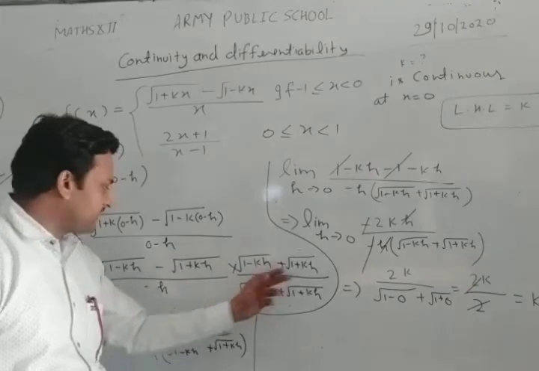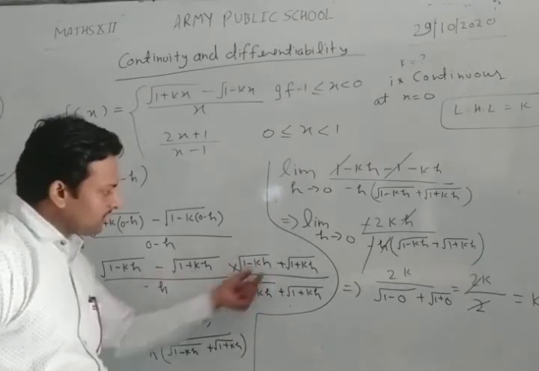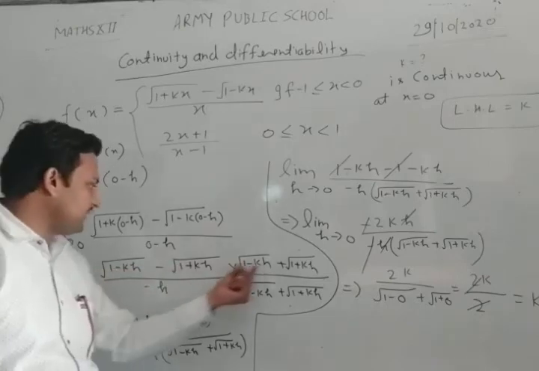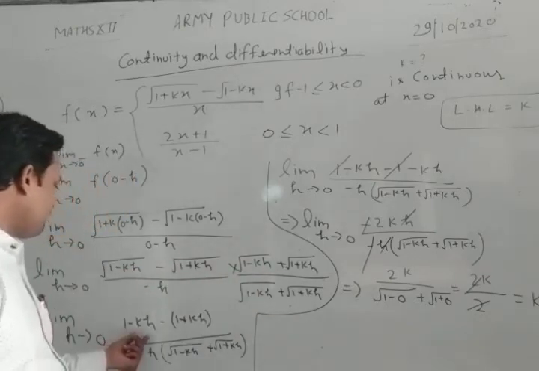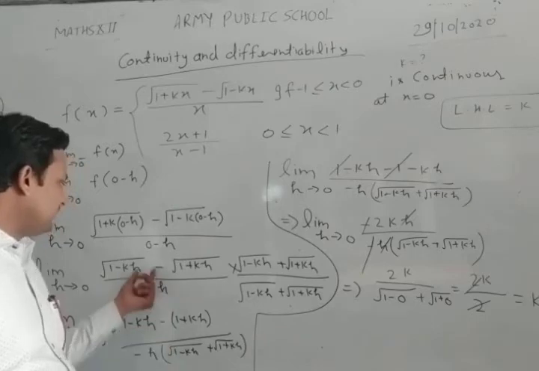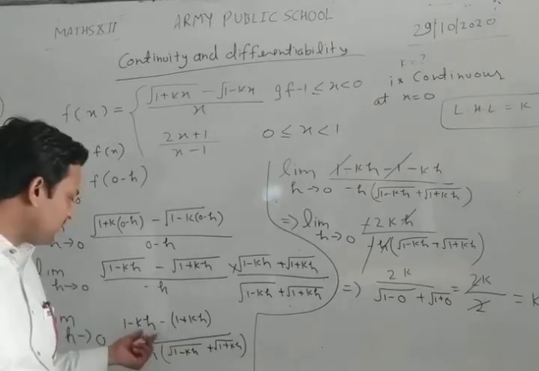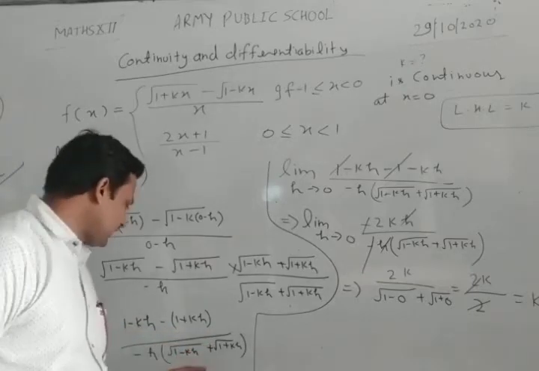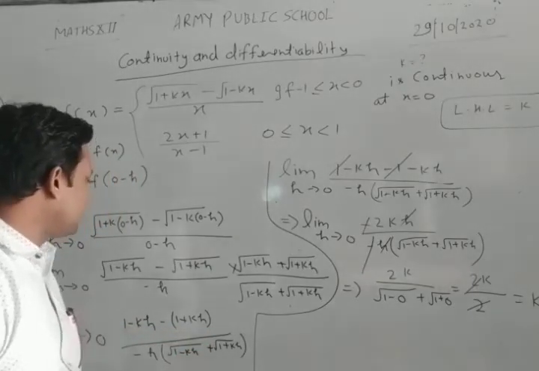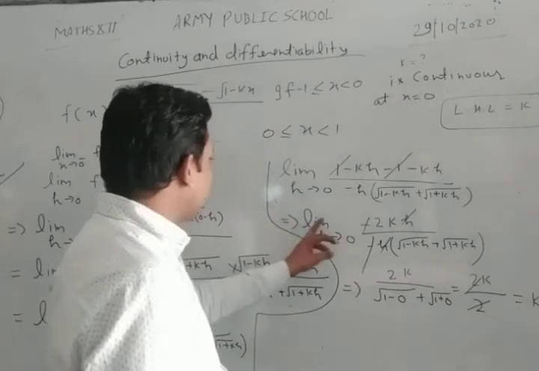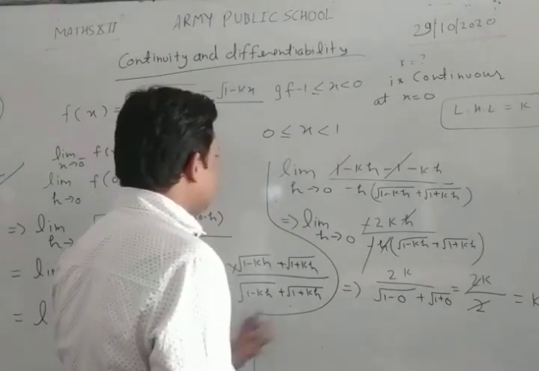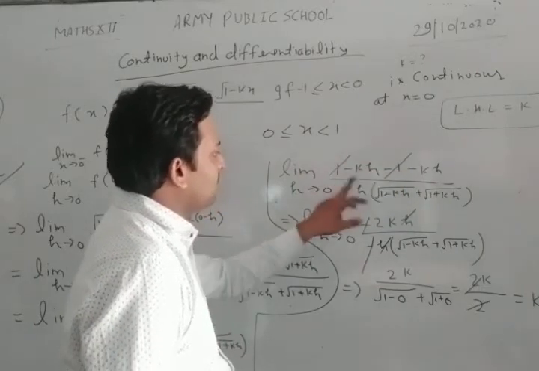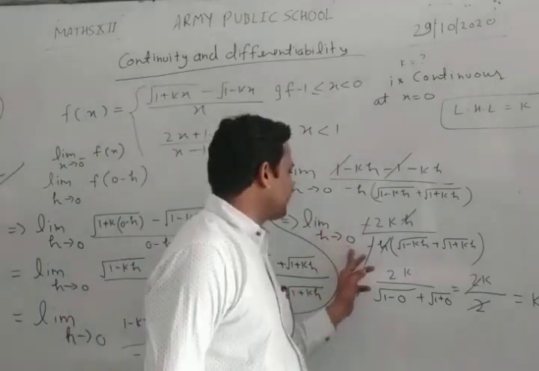Now we will rationalize it with the opposite sign in the numerator. So we write this here in the numerator. It is (a minus b)(a plus b), which will be a square minus b square. So the roots will be removed: 1 plus kh minus 1 plus kh. Now limit h tends to 0, the 1 and minus 1 will reduce, and we get 2kh.